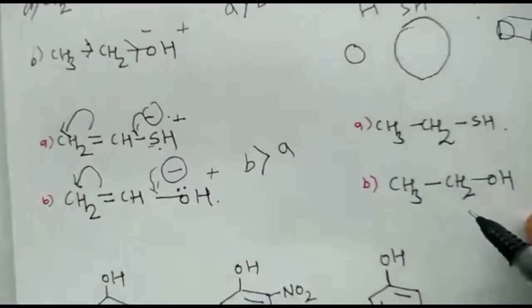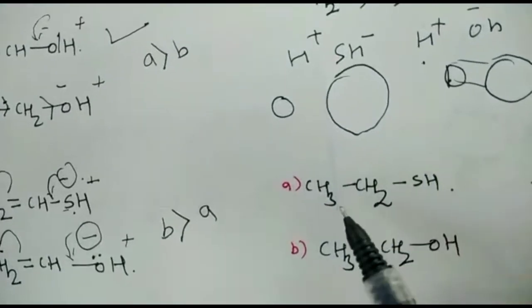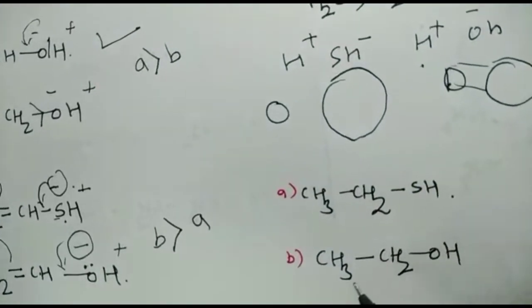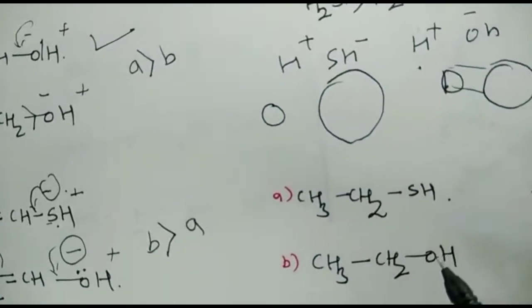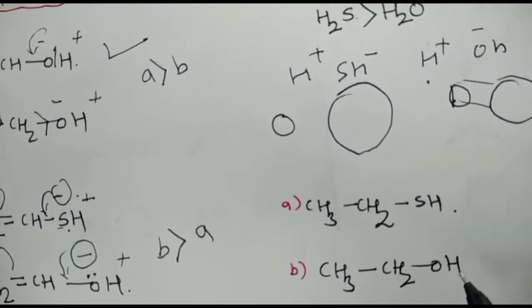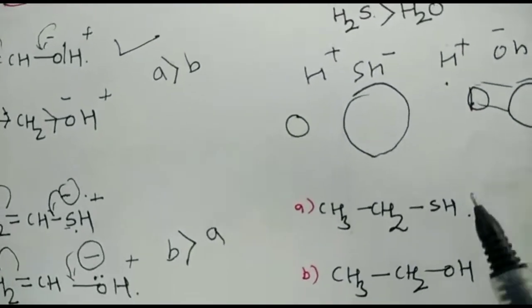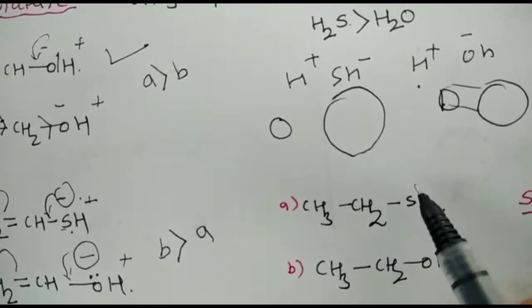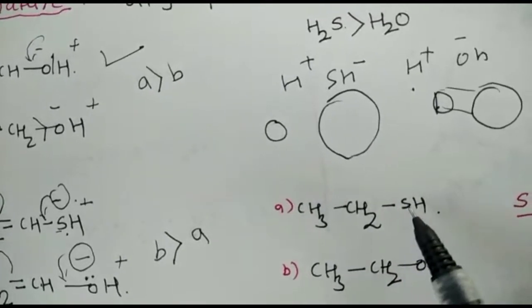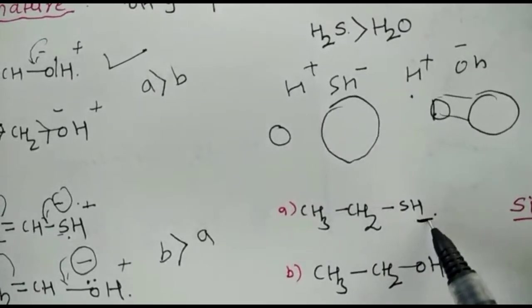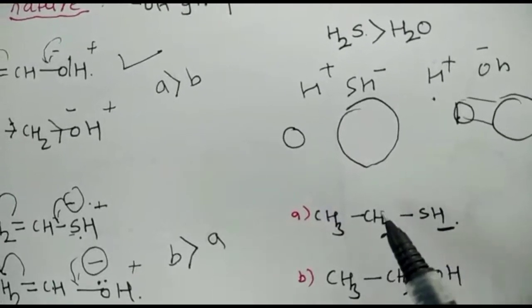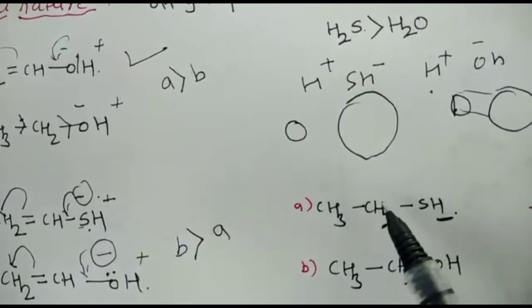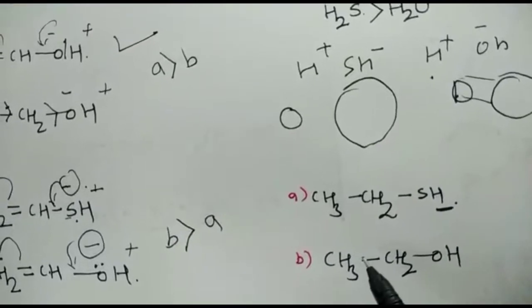If you take another structure, see here, CH3CH2SH and CH3CH2OH. Among these two, which one is more acidic in nature, which one gives H plus ions easily? In this case the only governing factor is size. It gives H plus easily because of the size. Here there is no conjugation and no resonance structures, because there is no double bond here.